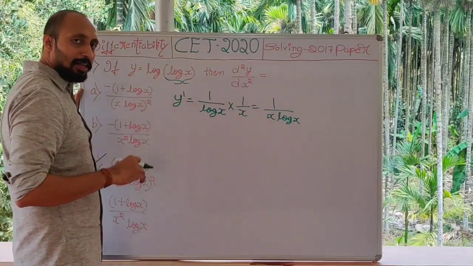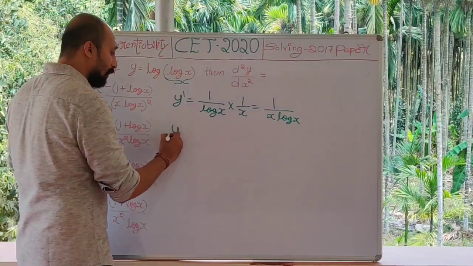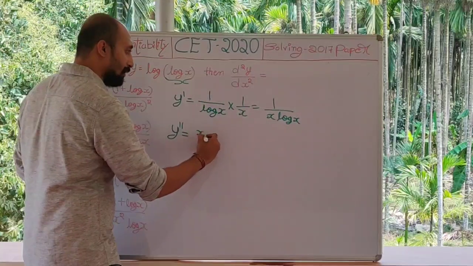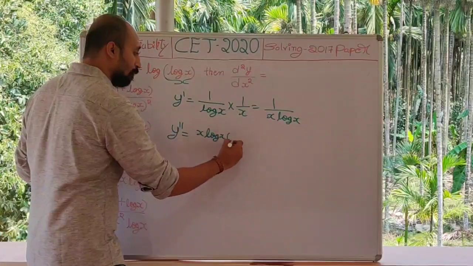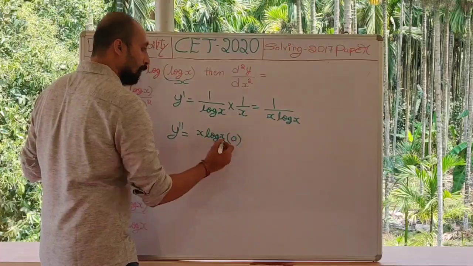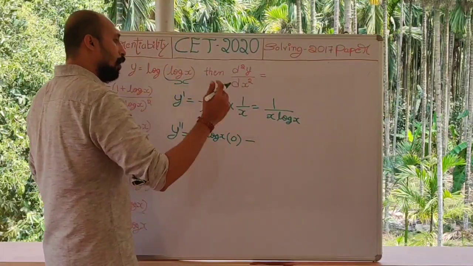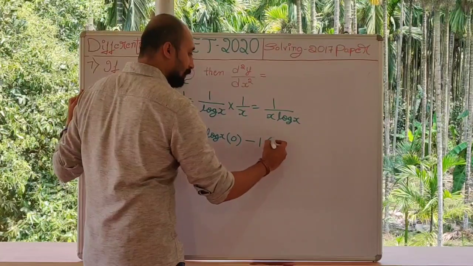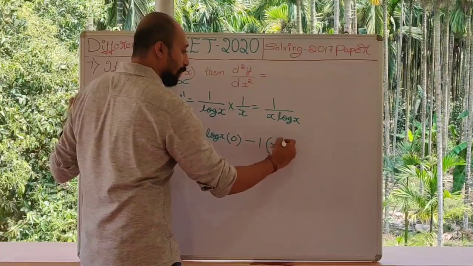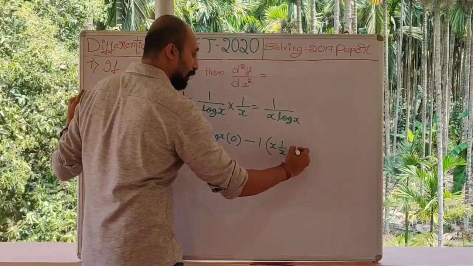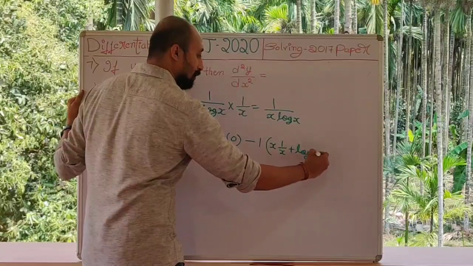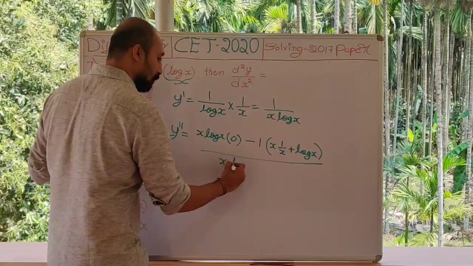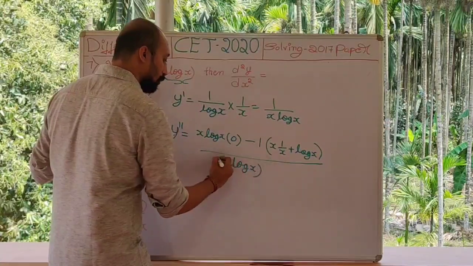When I differentiate it once more, the denominator should be kept as it is. The differentiation of numerator should be done. Minus 1 should be kept like that only. Differentiation of denominator: x is kept like that only, differentiation of log x is 1 by x, plus log x is kept as it is, differentiation of x is 1, divided by x log x whole square.